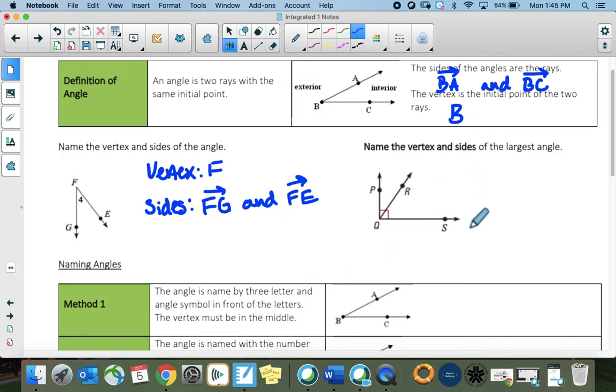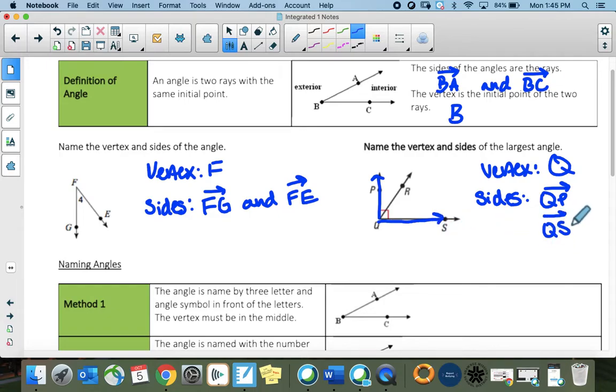Name the vertex and the sides of the largest angle. Your largest angle is this right angle here. We'll talk more about right angles in a minute, but this largest angle is the whole thing here. So first thing I noticed is your vertex is point Q, and then your sides are going to be ray QP and ray QS. Those are your two sides of the largest angle.